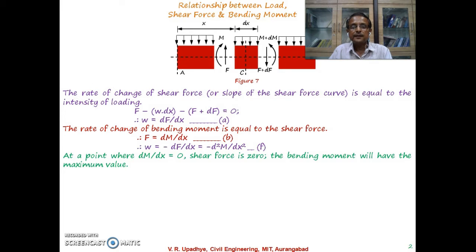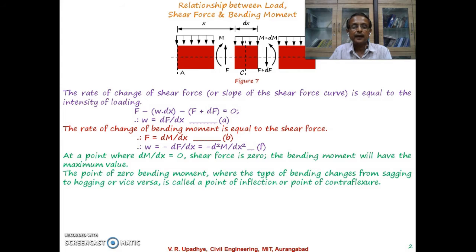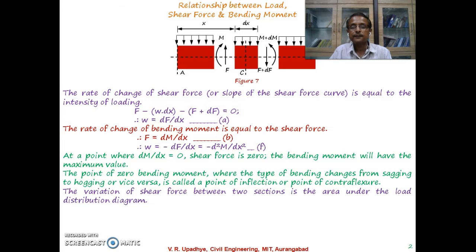In addition to that, what we discussed earlier is that at a point where dM by dx is 0, at that point shear force is 0, and it gives us the point at which the value of bending moment will be maximum. And we also discussed earlier that the point of zero bending moment, where the type of bending is changing, from sagging to hogging or hogging to sagging bending moment, is called the point of inflection or point of contraflexure. So that also we have discussed earlier.